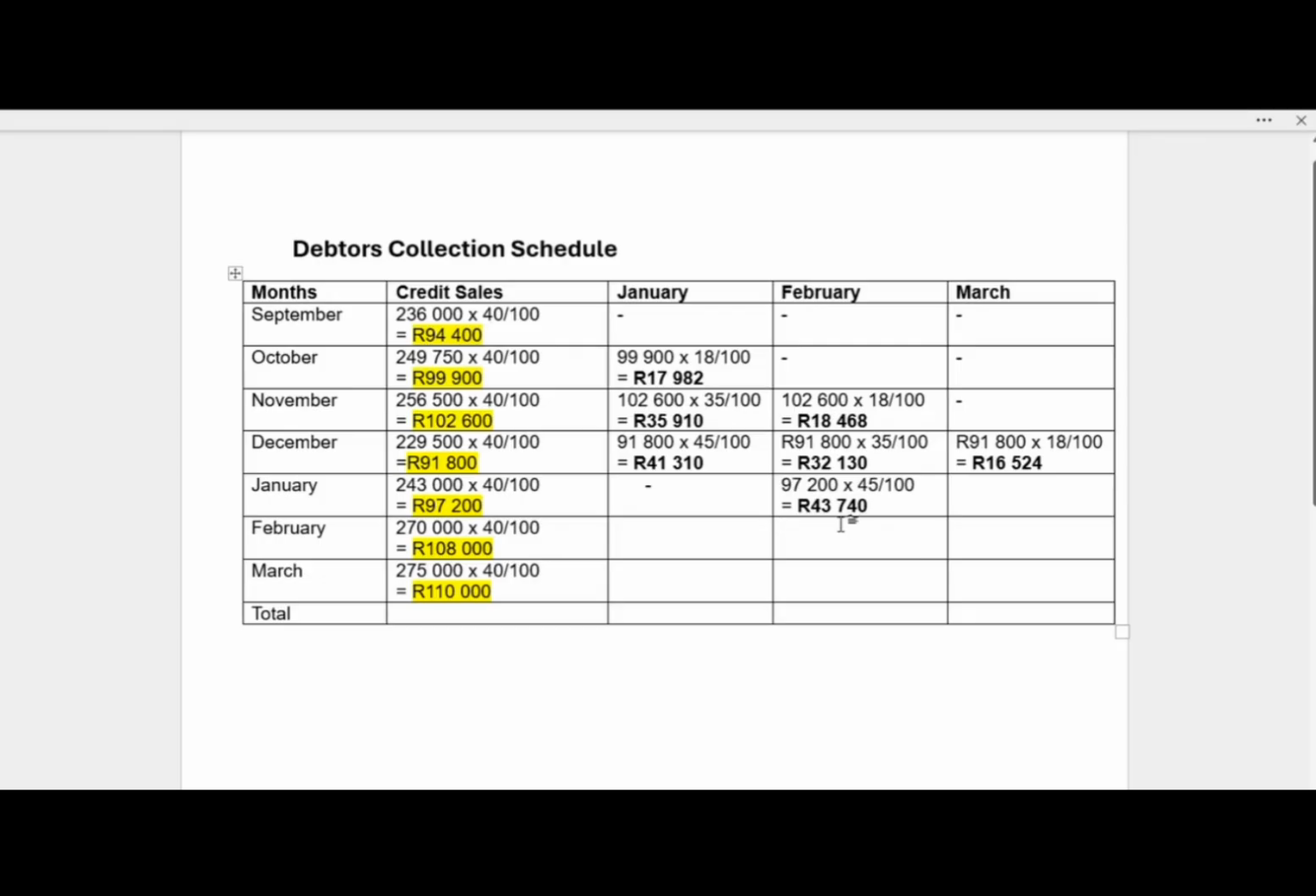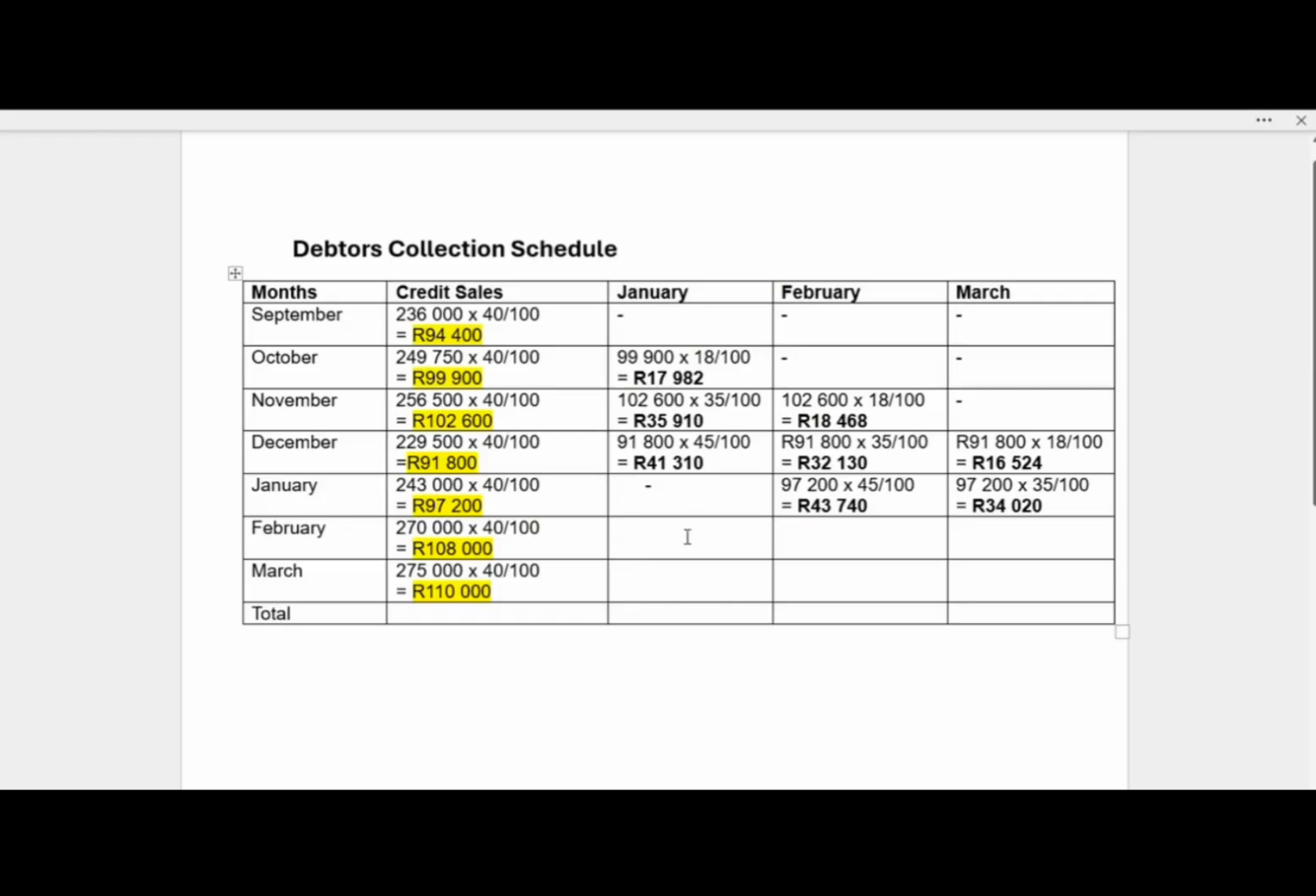All right. And then you go further to collect for the second month. Remember, the second month is going to be 97,200 multiplied by the second percentage of collection, which is 35%. All right. And then how much are you collecting there? Let's put that quickly on the calculator. And then you are going to say 97,200. You multiply by 35. You divide by 100. All right. And then you are going to collect 34,020. All right. Very simple. Very easy. Okay.